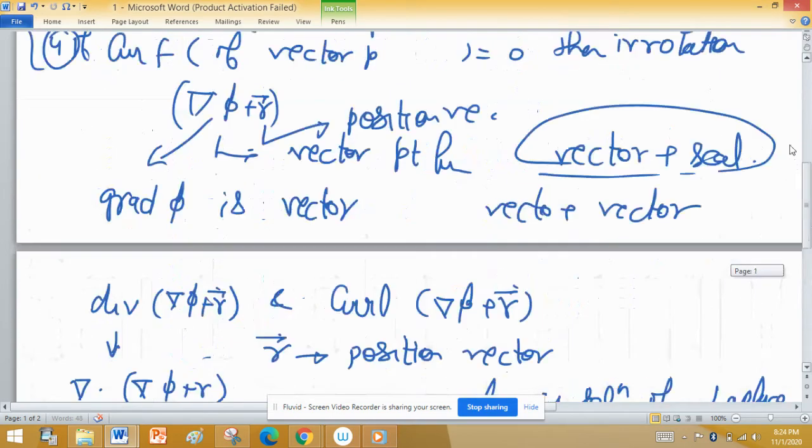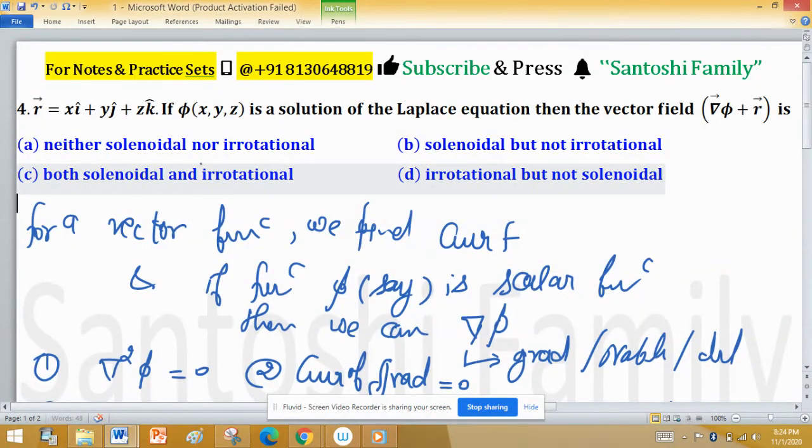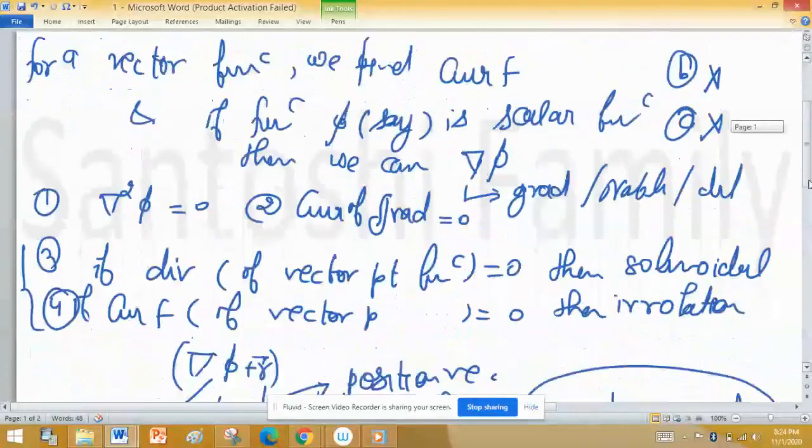Now come to the options. Option B is saying solenoidal, so option B is discarded here. And option C, both solenoidal and irrotational, is also discarded here. Now we have to check options A and D. Now we have to compute about irrotational.